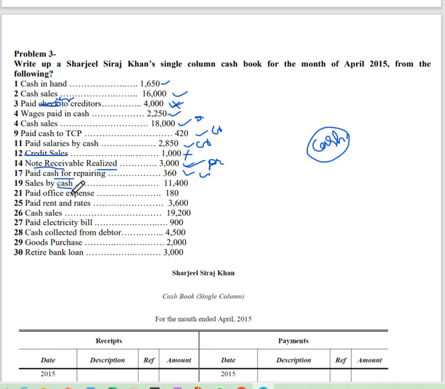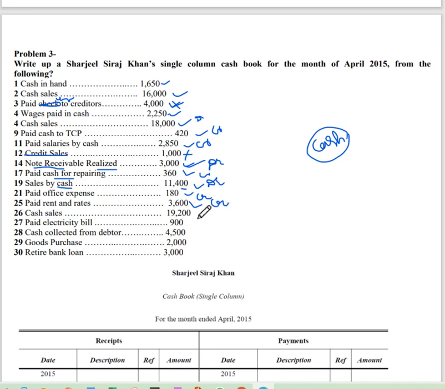Next, sales by cash. We have sold the goods by cash. The cash is coming to us. This needs to be debited. Next, paid office expenses. Office expenses is paid. That means we have paid it in cash form. That needs to be credited. Payments. Paid rent and rates. We have paid some rent and rates, 3,600 rupees. This is a cash payment, that needs to be credited.